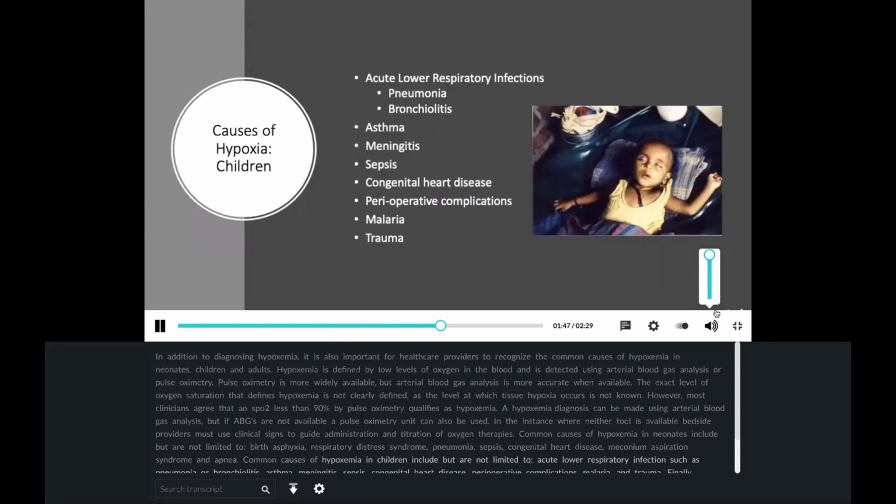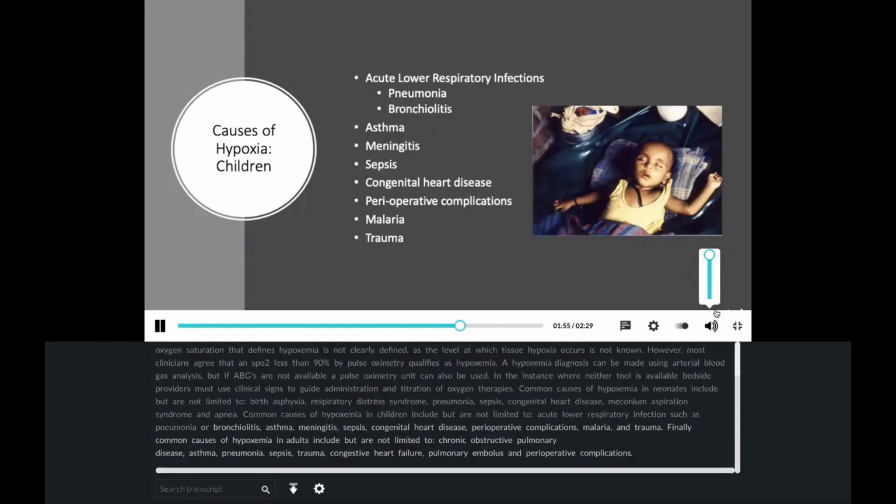Common causes of hypoxemia in children include, but are not limited to, acute lower respiratory infections such as pneumonia or bronchiolitis, asthma, meningitis, sepsis, congenital heart disease, perioperative complications, malaria, and trauma.